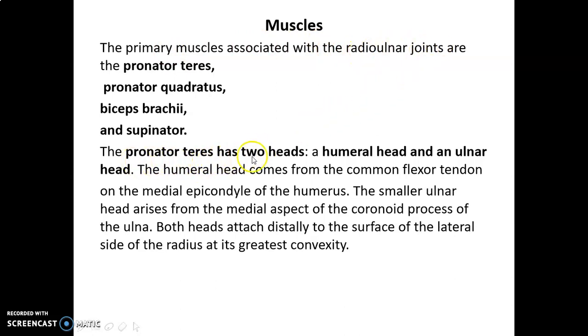The pronator teres has two heads, a humeral head and an ulnar head. The humeral head comes from the common flexor tendon on the medial epicondyle of the humerus. The smaller ulnar head arises from the medial aspect of the coronoid process of the ulna. Both heads attach distally to the surface of the lateral side of the radius at its greatest convexity.